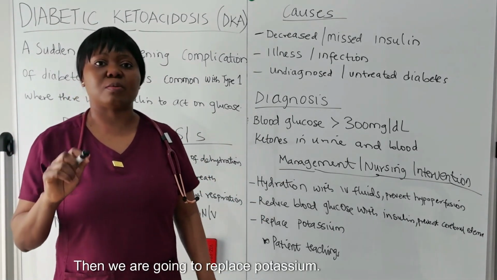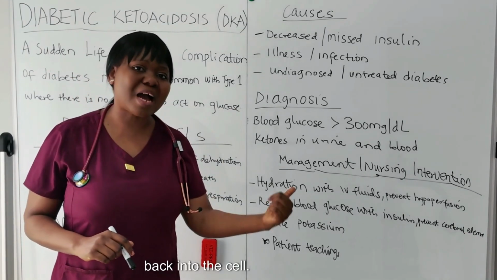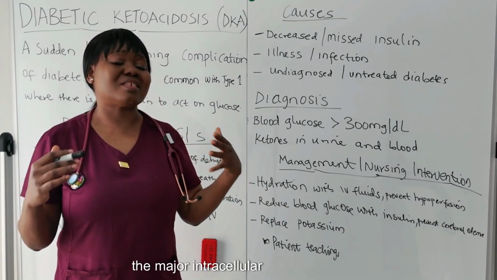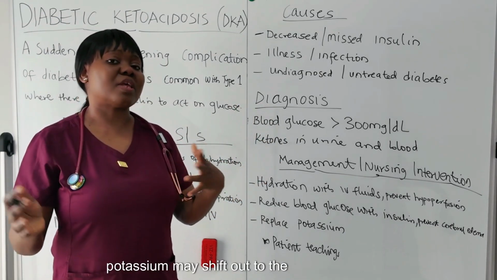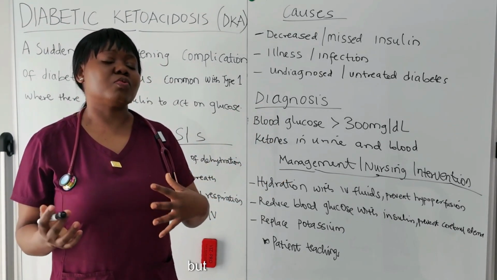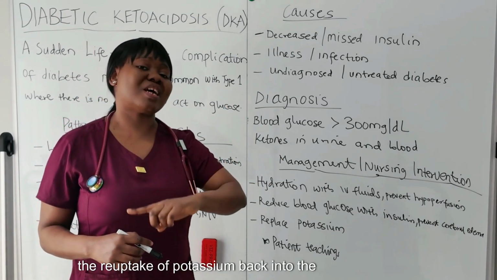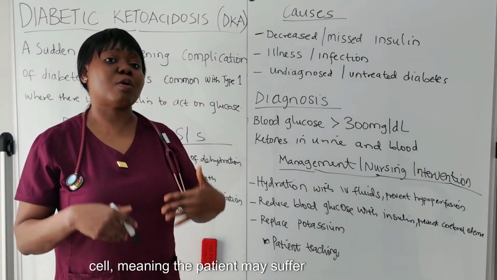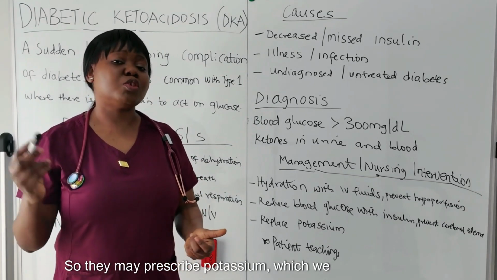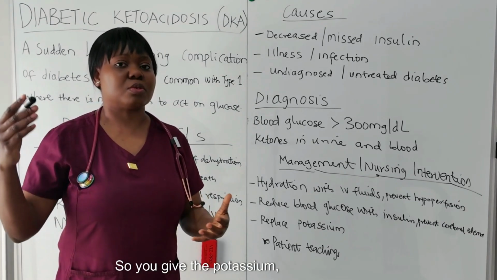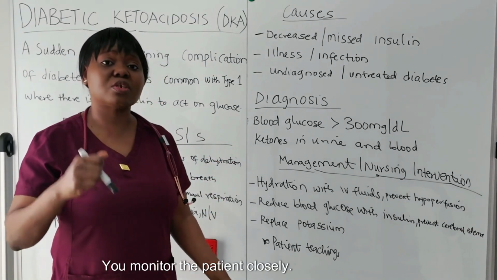Then we are going to replace potassium. When you give insulin, it helps to promote the uptake of potassium back into the cell. Remember, the major intracellular element is potassium. But when there is a problem like in DKA, potassium may shift out to the extracellular space. With insulin promoting the reuptake of potassium back into the cell, the patient may suffer hypokalemia. So we want to replace that potassium. They may prescribe potassium, which we will titrate through the IV route. You give the potassium gently, and you monitor the patient closely.